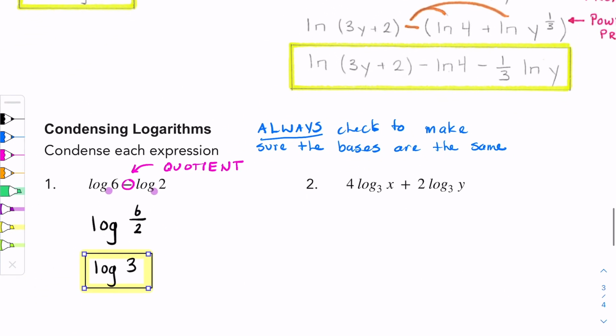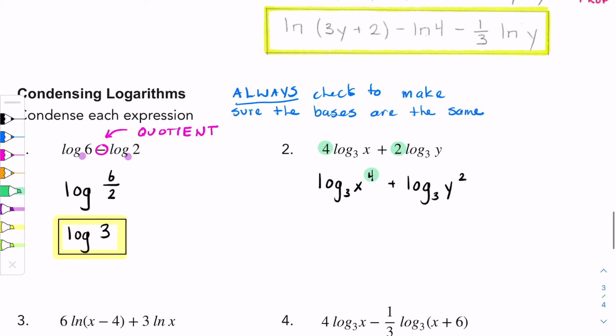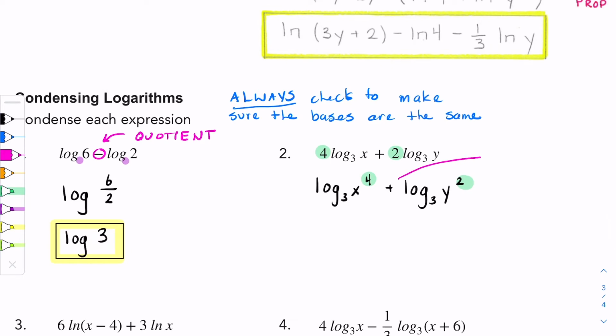If you have coefficients, you need to reverse those back to exponents before you can do anything. So always check for your coefficients first. That gives me log base 3 of x raised to the power of 4 plus log base 3 of y raised to the power of 2. All right, because I have addition, addition is the opposite of multiplication, so this is the product property.